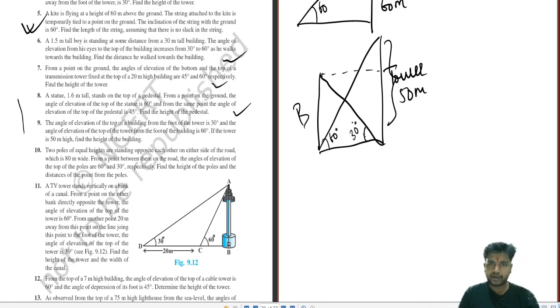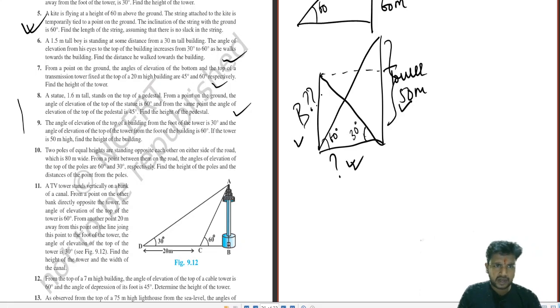Find the height of the building. We have to find this. So first of all, what will be the use? From this we can find out this, and from this we can find out this. Okay, so first this will come and then this will come.